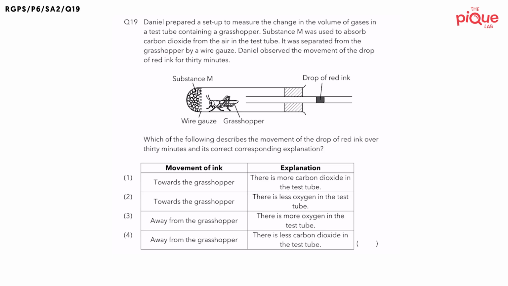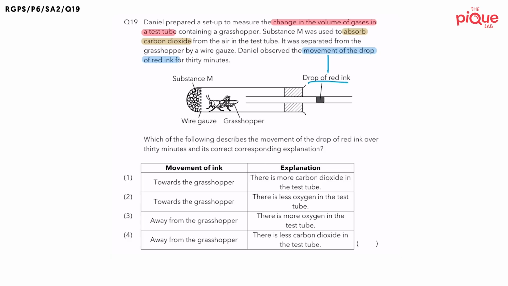Alright, let's look at question 19. Daniel prepared a setup to measure the change in the volume of gases in a test tube containing a grasshopper. Substance M was used to absorb carbon dioxide from the air in the test tube, and it was separated from the grasshopper by a wire gauze. Daniel observed the movement of the drop of red ink for 30 minutes.